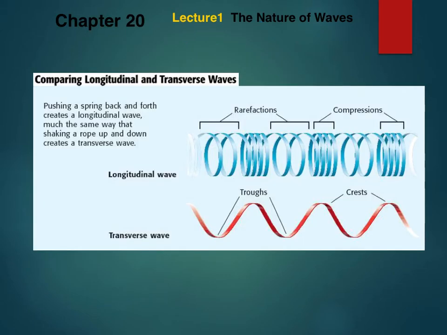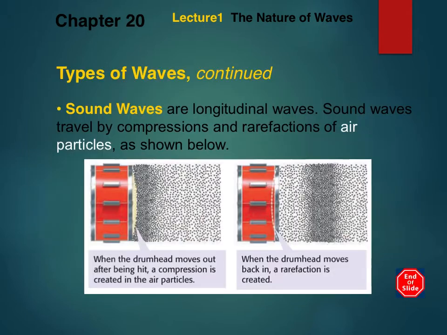All right, so here's a good comparison of the two. You can see here in the rarefaction is where there's this sort of release of the wave, and then it compresses again, then it releases and compresses and releases and compresses, and that goes along in the direction that the wave travels, okay? Now the transverse wave, you can see that it goes up and down and up and down, these troughs and crests.